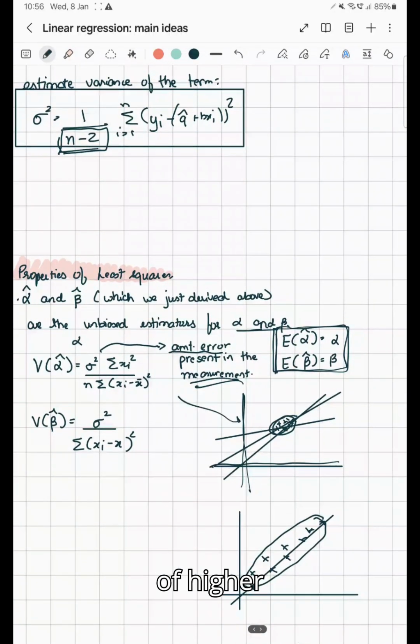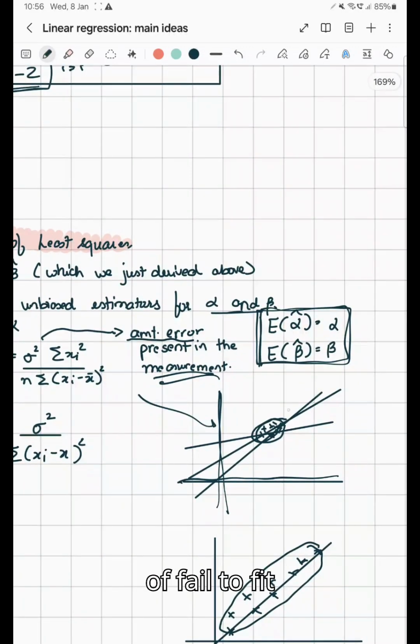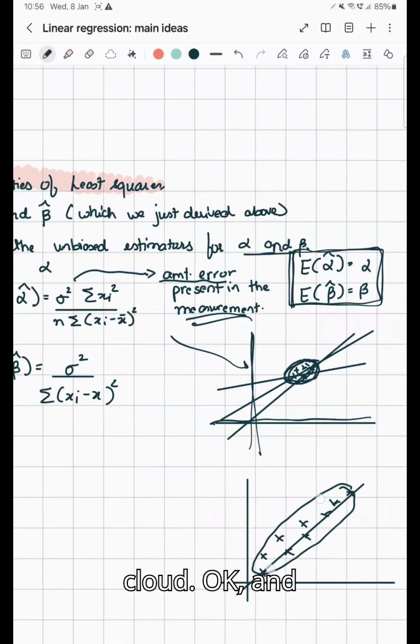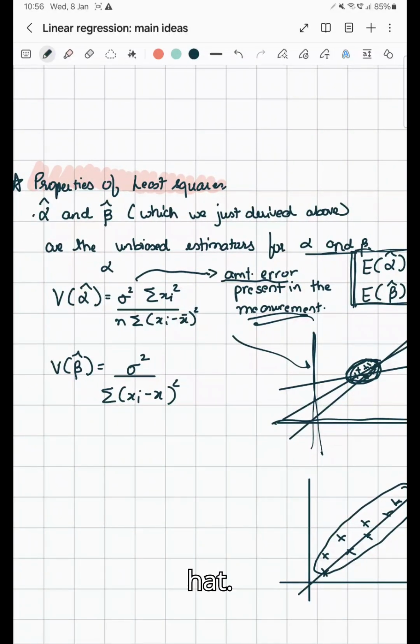This is an example of higher variance because you have no idea where to fit the line. Let's say points are clustered in an ellipse that is not very elongated in this sense. In this other case it is elongated, and this is why you will be more confident when naively or visually fitting a line across this data cloud. Okay. And similarly you have the variance of beta hat.